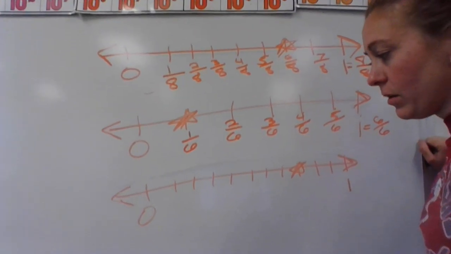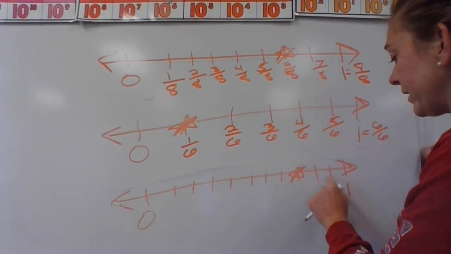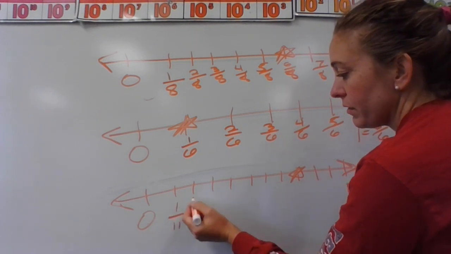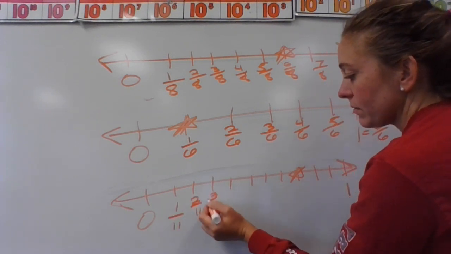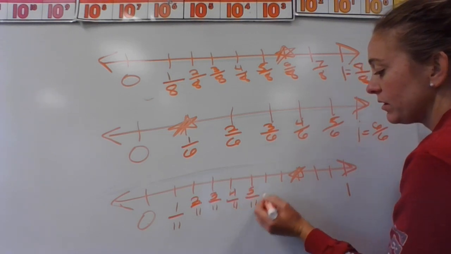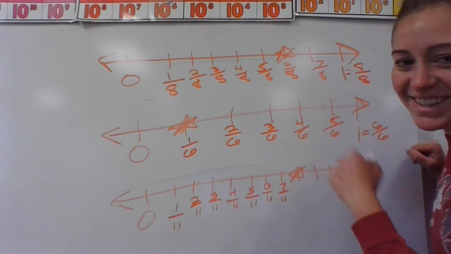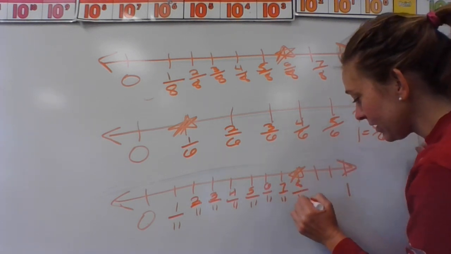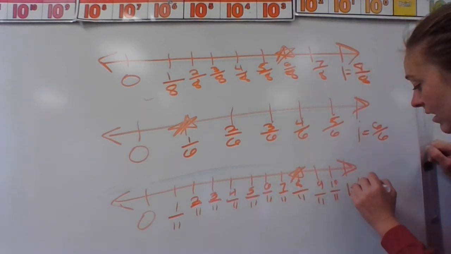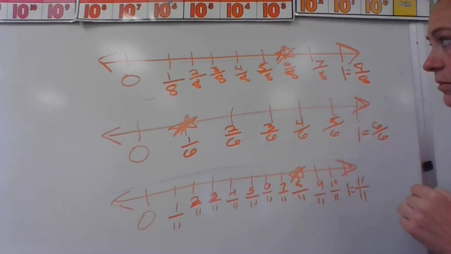On our bottom one here, we have 1, 2, 3, 4, 5, 6, 7, 8, 9, 10, 11, which means our denominator will be 11. So 1 over 11, 2 11ths, 3 11ths, 4 11ths, 5 11ths, 6 11ths, 7 11ths, 8 11ths, 9 11ths, 10 11ths, and 11 11ths. So our star looks like it's at 8 11ths on this number line.